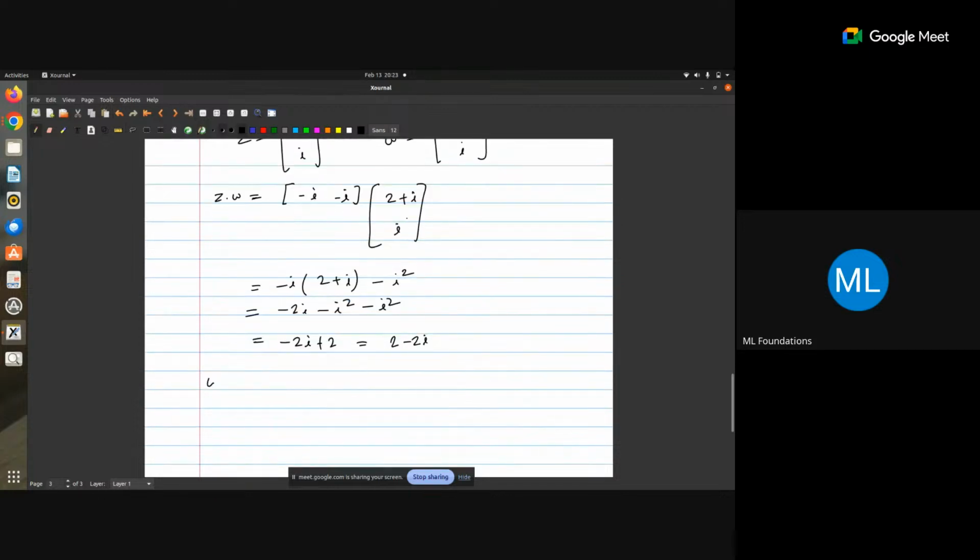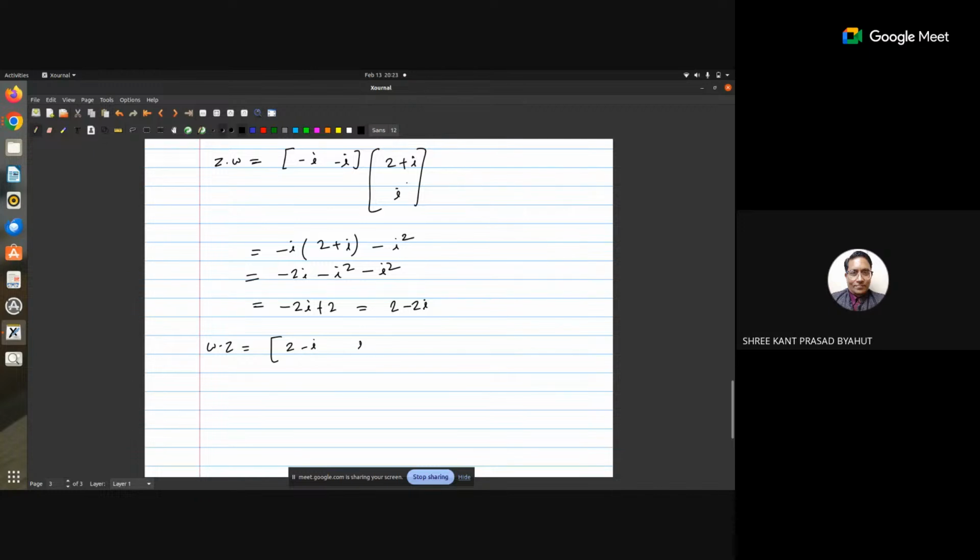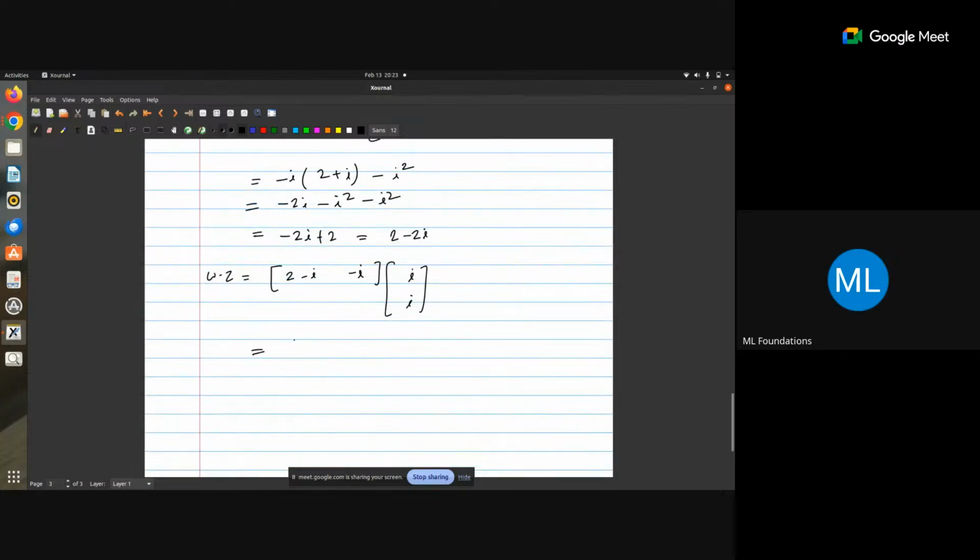And if I do W dot Z, in that case W conjugate transpose is (2 minus i, minus i), and here it is (i). Right. In this case, what will happen? Let's see, 2 minus 2i and minus i square, so it will be 2i plus 2, right? Yeah, I think that's what you're saying, right? Is that correct? Yes, sir.